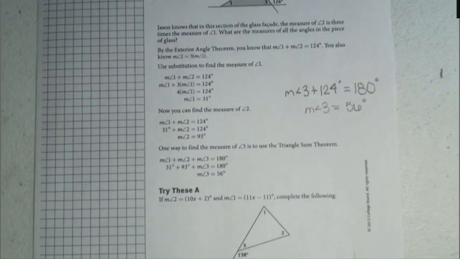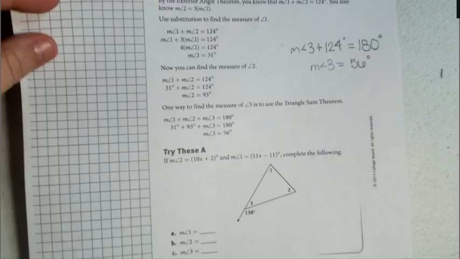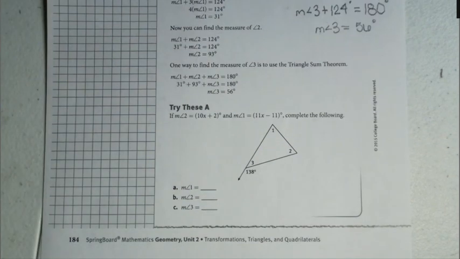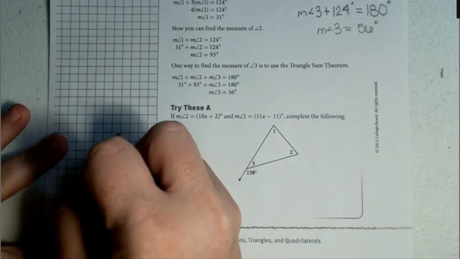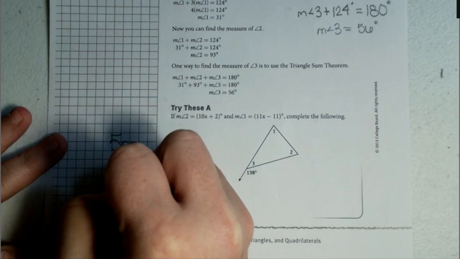Okay? Here you're going to have the try these A. It says if the measure of angle 2 equals 10x plus 2 and the measure of angle 1 equals 11x minus 11, complete the following. Find the measure of angle 1, the measure of angle 2, and the measure of angle 3. I'm going to tell you that you might need about 5 minutes to work on this problem.